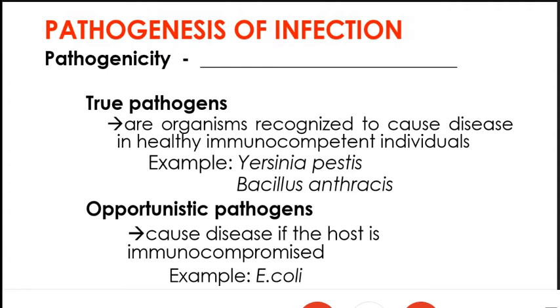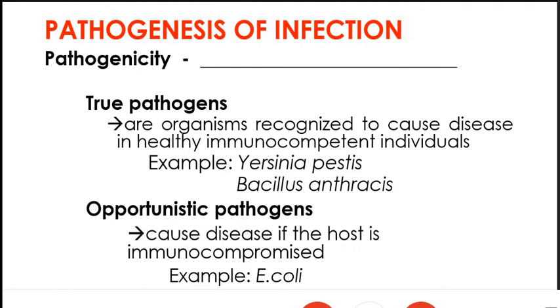Pathogenicity is the ability of a microorganism to cause disease. Okay, very good. Now, we have here types of pathogens. You have your true and your opportunistic pathogen. Just differentiate one from the other. Ma'am, true pathogens can cause disease even in healthy individuals. Then the opportunistic ones, ma'am, only cause disease in people whose immune system is not healthy.